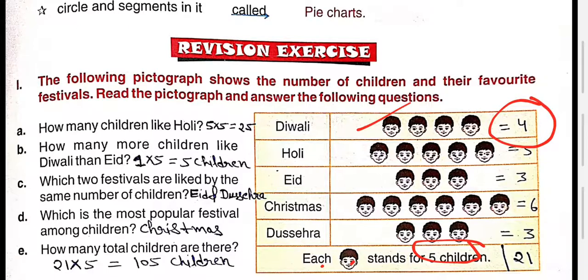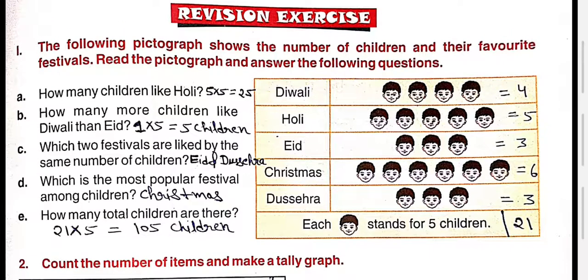Then how many do 4 symbols stand for? Then you have to multiply: 4 fives are 20. So when you find the total number of students, you have to multiply the total number of symbols by the value of each one. Okay, now the question is: how many children like Holi?